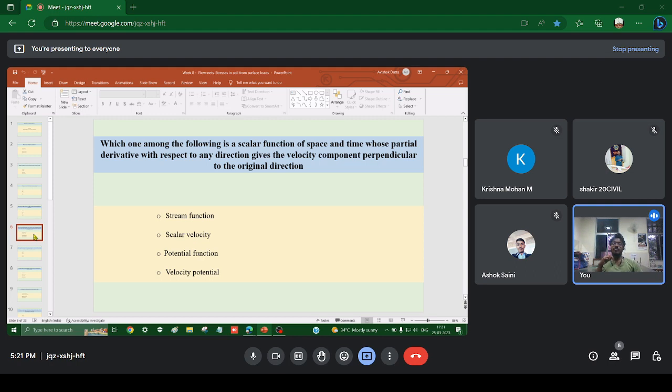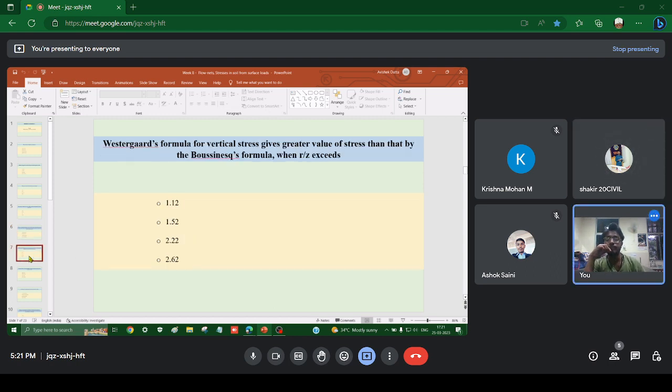I repeat the question. Which one among the following is a scalar function of space and time whose partial derivative with respect to any direction gives the velocity component perpendicular to the original direction? The options are stream function, scalar velocity, potential function, velocity potential. Is this question clear? Any doubt? Anyone? No, sir. Okay.